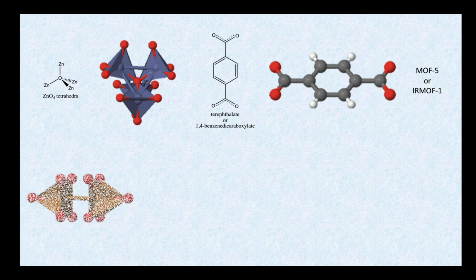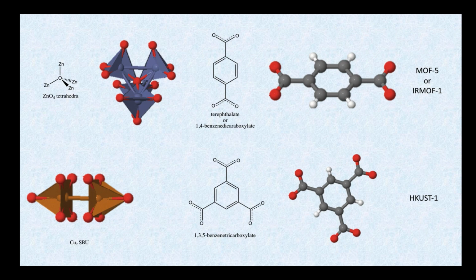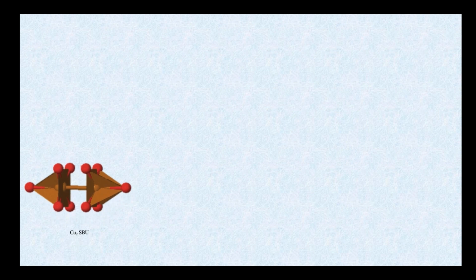Next up we have a dicopper based SBU and a tricarboxylic acid linker. These form HKUST-1, which has been commercialised and is sold under the name Basolite C300 by BASF and is currently £294 for 10 grams.